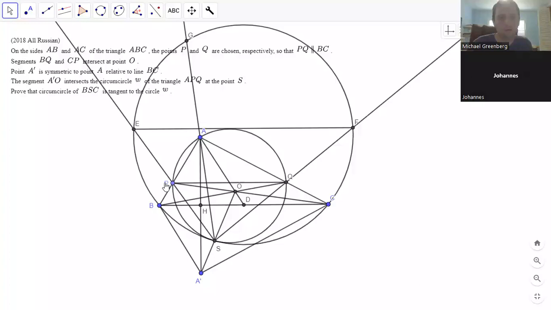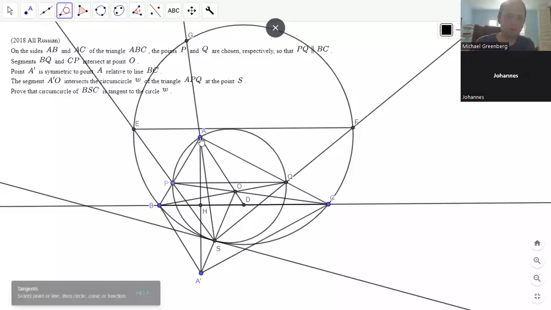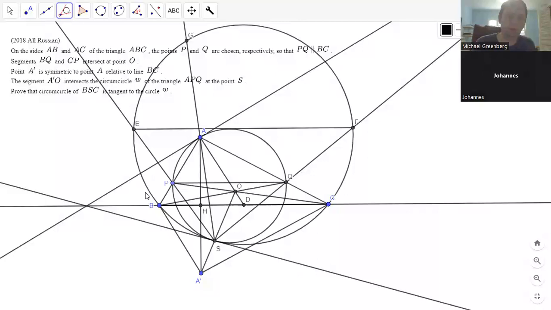It seems that if we draw the intersection of the common tangent we want to show at S, if we take the tangent and intersect it with BC, then that's also the intersection that lies on the tangent at A to ABC and APQ. Interesting. So yeah, that seems pretty significant. So I'm going to delete all of these that I just added.